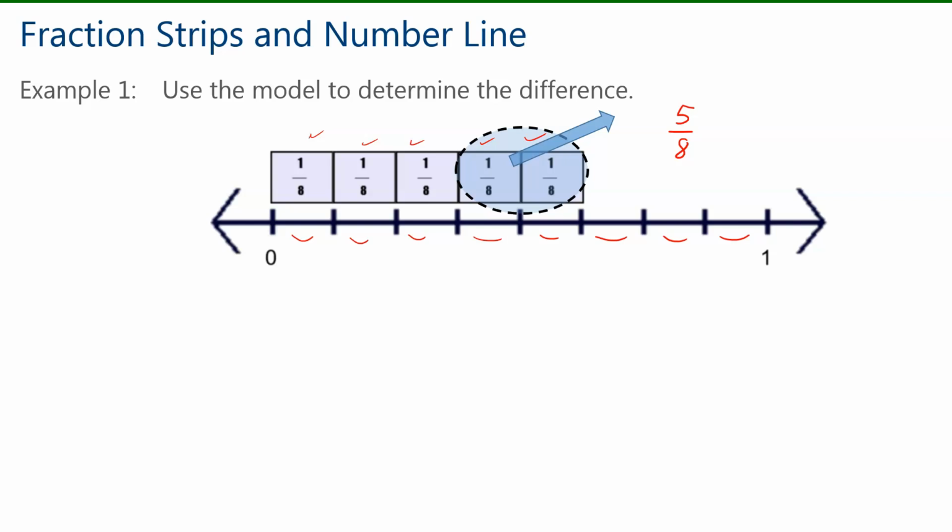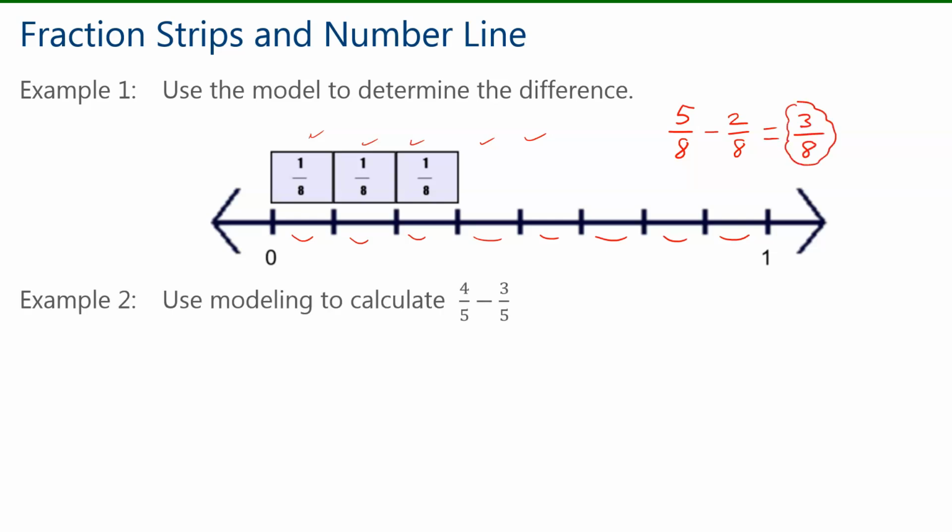And the oval and arrow combination is telling us that we're going to remove or take away 2 of those. So I'm going to subtract 2/8. And if I do that, we are left with 3/8, which is simplest form.